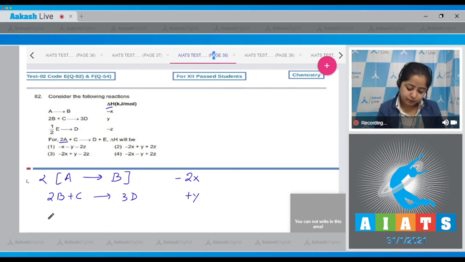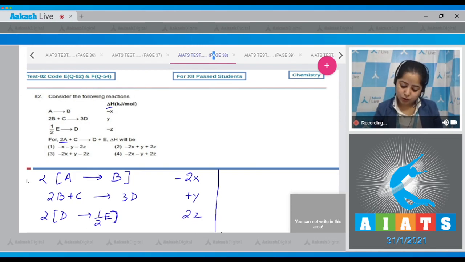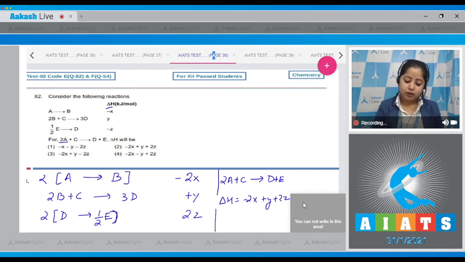So we'll get 2D gives half E, and the value of delta H becomes 2Z. So student, the overall reaction becomes 2A plus C gives D plus E, and the value of delta H for the overall reaction will become minus 2X plus Y plus 2Z. That means the correct answer is option number 2.